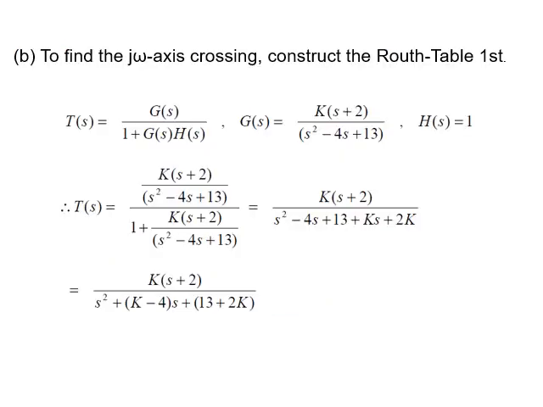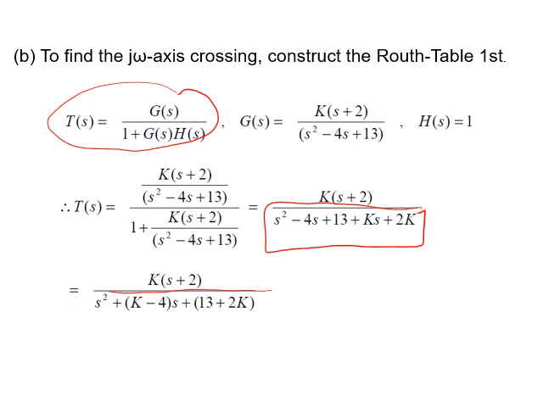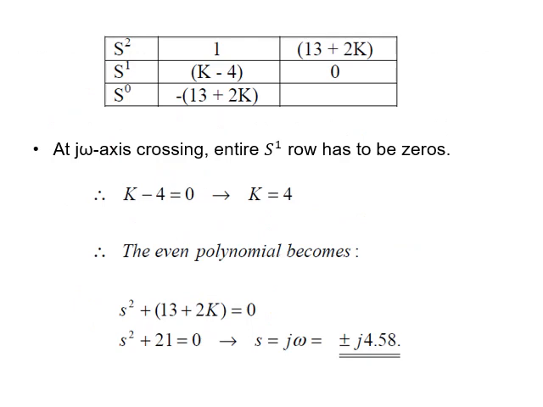To find the j omega crossing, we will find the closed loop transfer function using this equation, and we will come out with the characteristic equation. From the characteristic equation, we will arrange it as you see here. Then we are going to use the Routh-Hurwitz table to find the range of K for keeping the system stable. So here is the Routh-Hurwitz table.